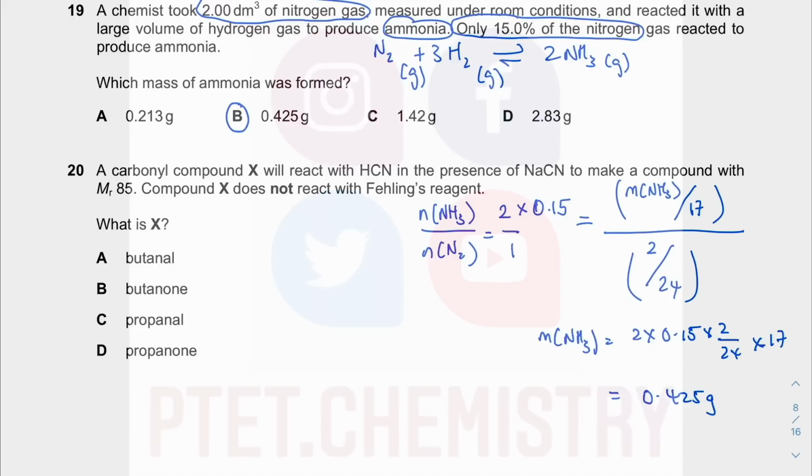So number 20, let me change to a different ink. A carbonyl compound X will react with HCN in the presence of NaCN. So we are looking at a nucleophilic addition reaction, one of your key case study mechanisms. Compound X does not react with Fehling's. So Fehling's is a test for aldehyde, so no positive result means X is a ketone.